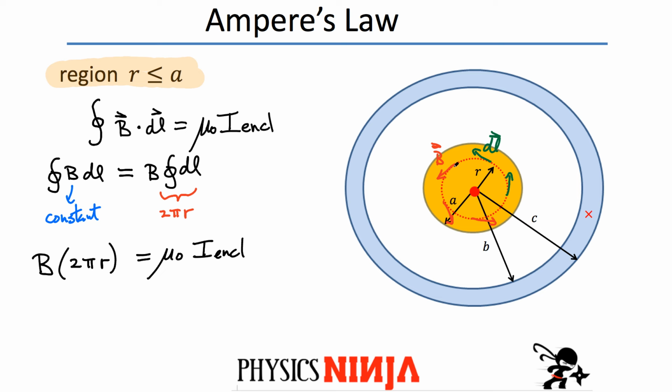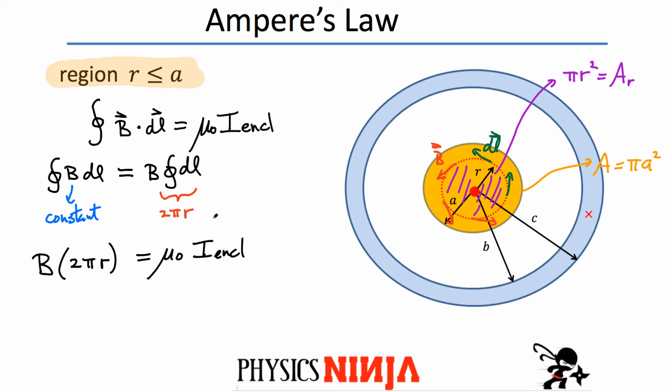Well, we notice that this loop has a certain area, and the area enclosed by this loop, in this case, is pi r squared, where r is the radius of that loop. Now, that is smaller than the total area. The total area depends on the total radius of that conductor, which in this case is a, so pi a squared.